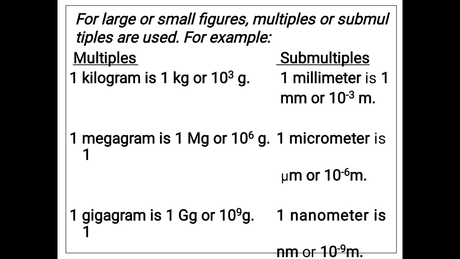Similarly for other units: 1 megagram is 1 Mg or 10 power 6 grams. 1 micrometer is 1 μm or 10 power minus 6 meter. 1 gigagram is mentioned as 1 capital G small g, or 10 power 9 g. In the case of nanometers, 1 nanometer is mentioned as 10 power minus 9 meter.